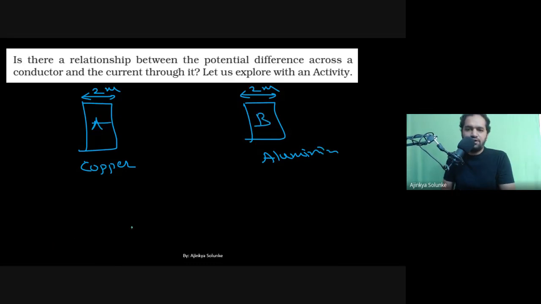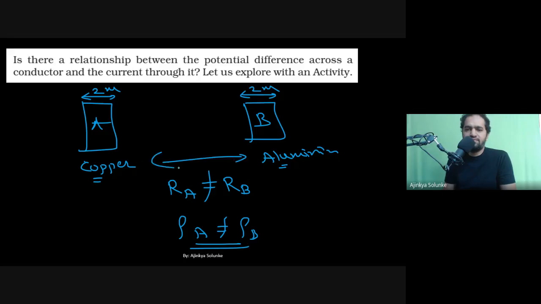Now, can you tell me what about the resistance? Resistance of A and resistance of B, will they be equal or different? What do you think? Of course, resistance will be different because the material used in both of these is different, even though the lengths are the same. What about resistivity? Resistivity will also be different, because that is the same only if the material is the same. The material is not the same, so obviously different.